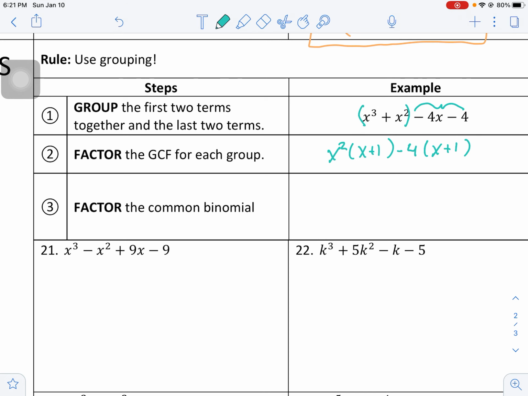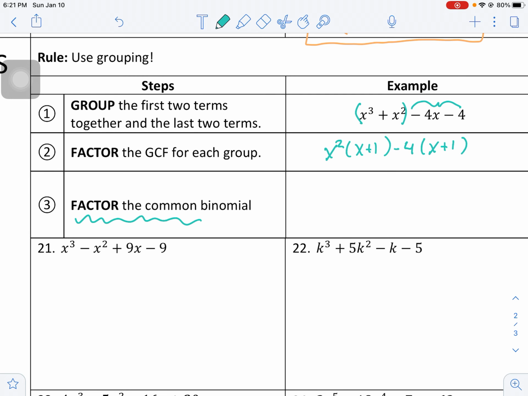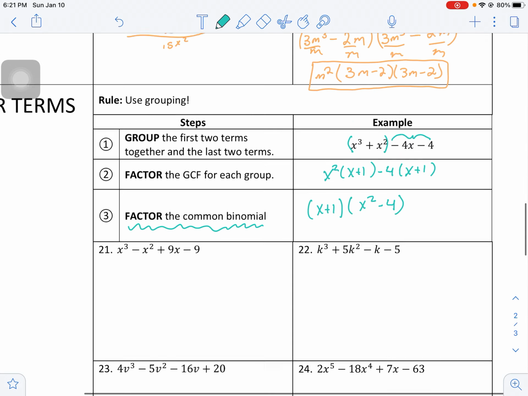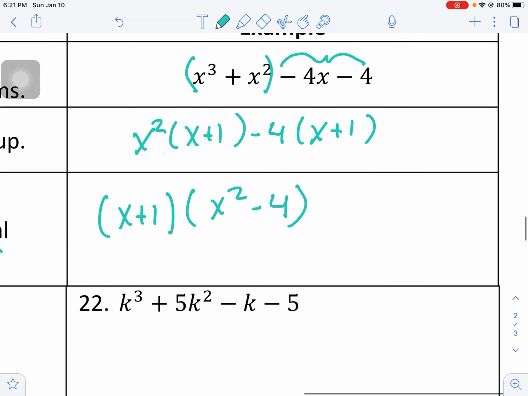Okay, so we factor the greatest common factor out of each group. Now it says factor the common binomial. So what that means is we're going to factor this x plus 1 out of each of those. So what does that look like? An x plus 1 then moves to the front, and then the only thing left is going to be x squared minus 4.